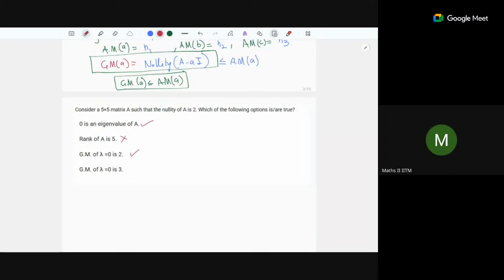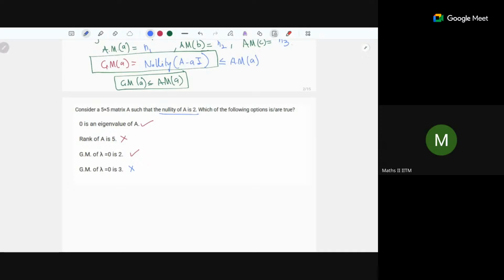Yes, not dimension of nullity. Nullity itself is a dimension; nullity is a number. It is the dimension of the null space of A minus 0 I, which would be the null space of A. So this will be wrong because nullity is 2. What is the nullity of eigenvalue 2? Because the matrix has non-zero nullity, that means the dimension of the null space of A is non-zero.